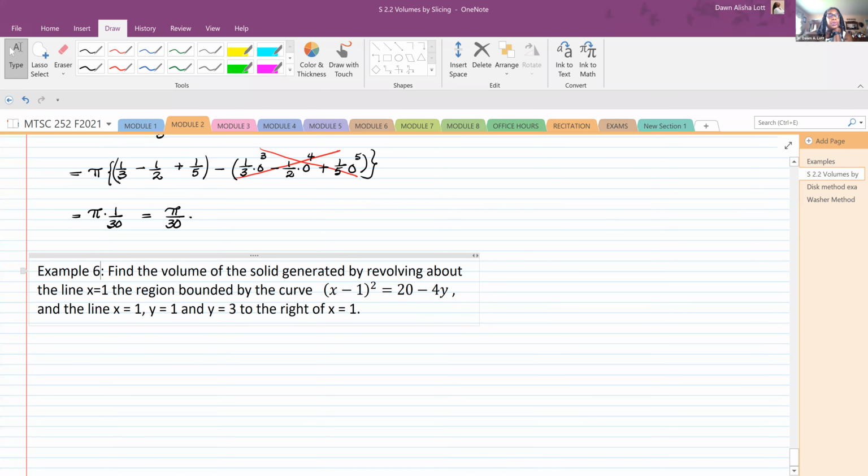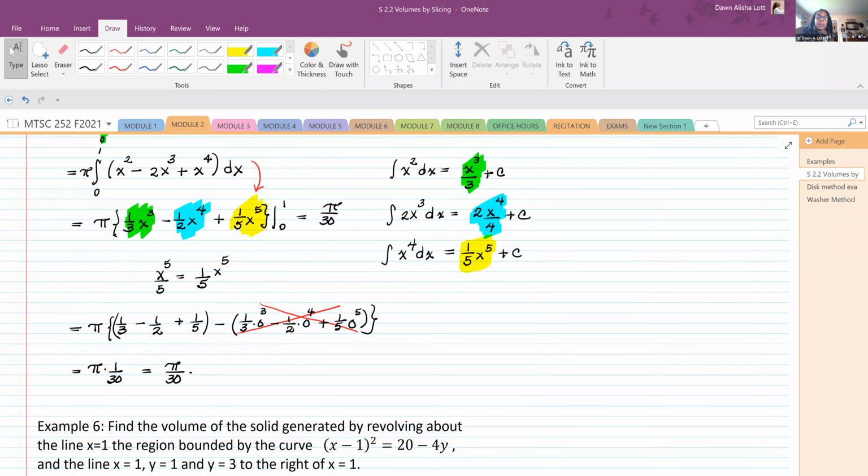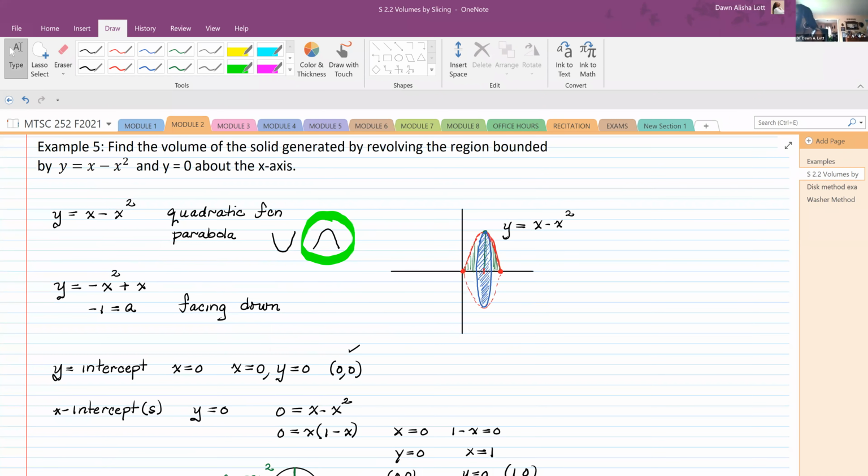So the line of revolution, we're not revolving this thing about the x-axis. The line of revolution is the line x equals 1 now. So whatever this thing looks like, in the problem that we just did, we were revolving about the x-axis, and therefore it was a dx problem.